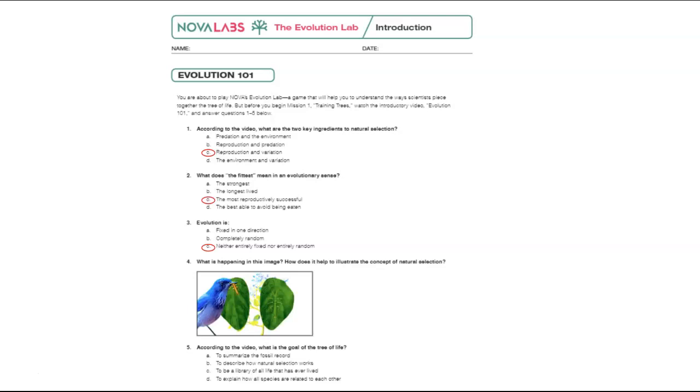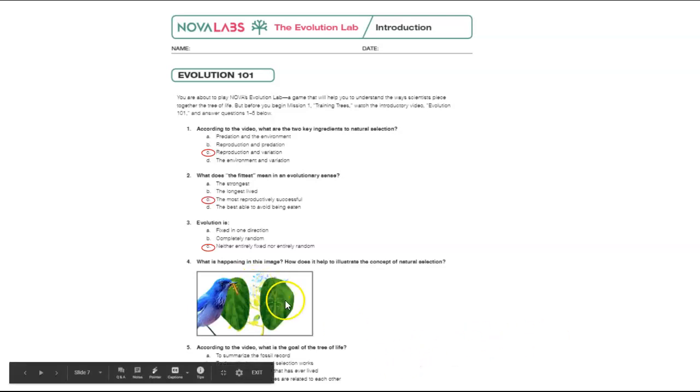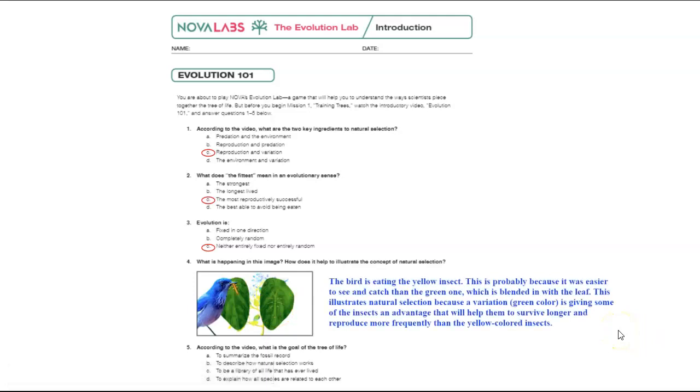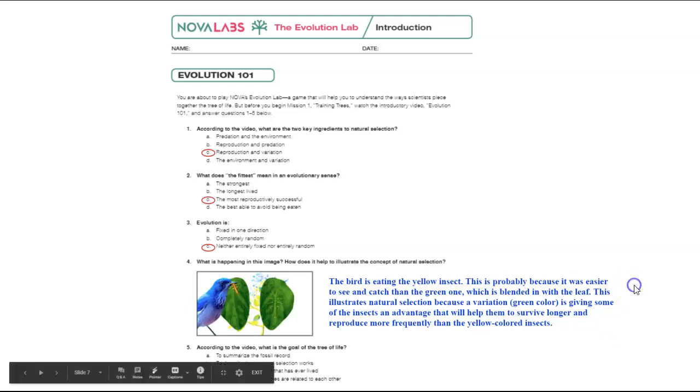In question 4, it's asking you what is happening in the image and how does it illustrate the concept of natural selection. Well, you see a bird, and in the bird's mouth is a yellow insect. There's also another insect on the second leaf that you can't see because it's blended into that leaf. What does that mean? It means the bird's able to eat the yellow insect, probably because it's easier to see and catch than the green one, which is blended with the leaf. This illustrates natural selection because a variation in color, such as green, is giving some of the insects an advantage that will help them to survive longer and reproduce more frequently than the yellow-colored insects.